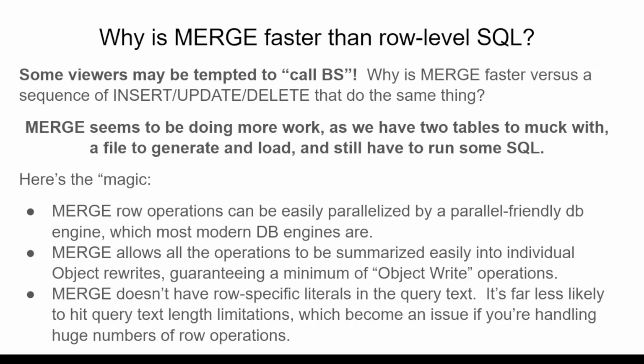Well, here's the magic. Merge row operations can be easily parallelized by a parallel-friendly DB engine, which most modern DB engines are, particularly cloud DB engines. Merge allows operations to be logically summarized by the buffer pool. This minimizes rewrites of objects, ideally to a minimum of a single object rewrite per merge entry that affects that object. Merge doesn't have row-specific literals in the query text. It's far less likely to hit query text limitations, which becomes an issue if you're handling large numbers of row operations.